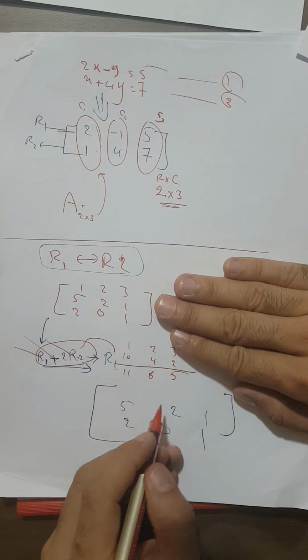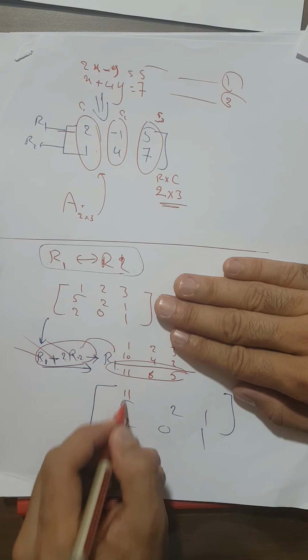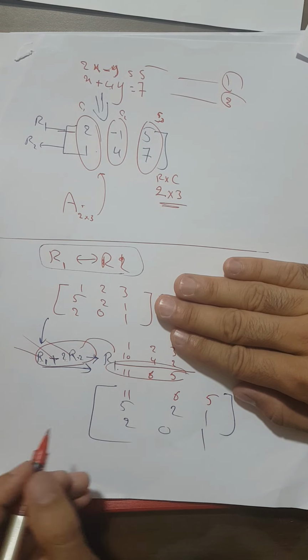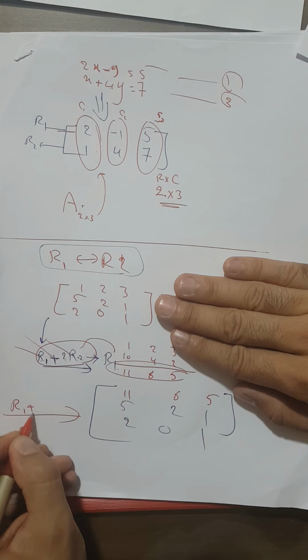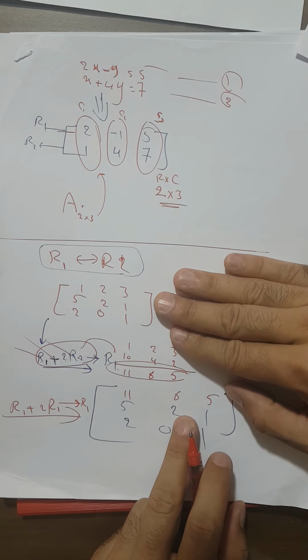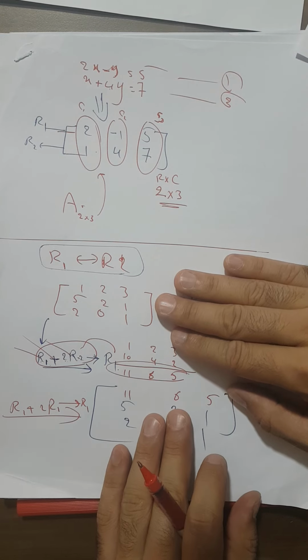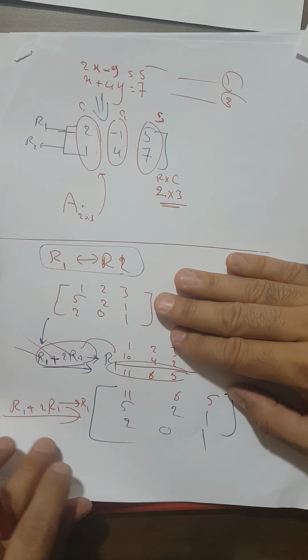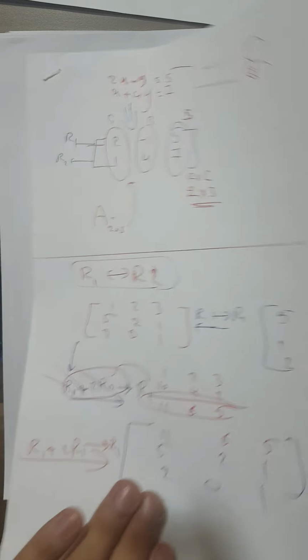So then put it in R1. So it means that the new row is like that. When I say R1 plus 2R2, put it in R1, I mean such an operation like that. Okay, dear? That's about the second operation.